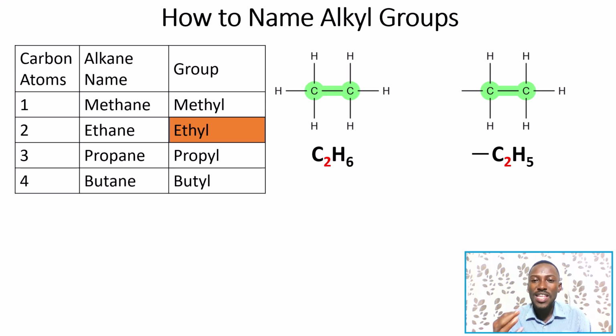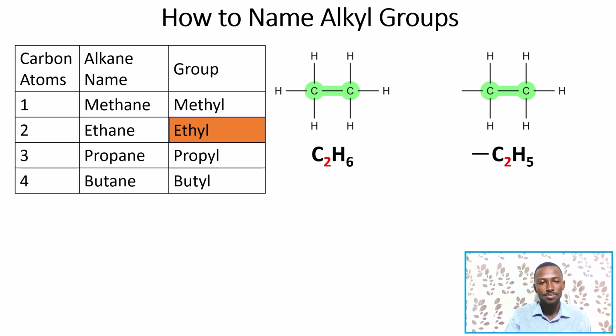So what does that mean? In order to name an alkyl group, look at the spelling of alkyl: A-L-K-Y-L, right? So to name an alkyl group from a certain alkane, just take the name of the alkane, remove the A-N-E, and replace it with YL. I think that is simple and fair enough, right?